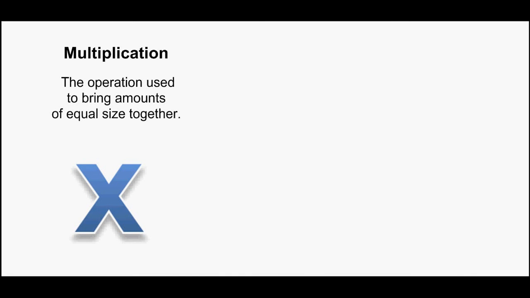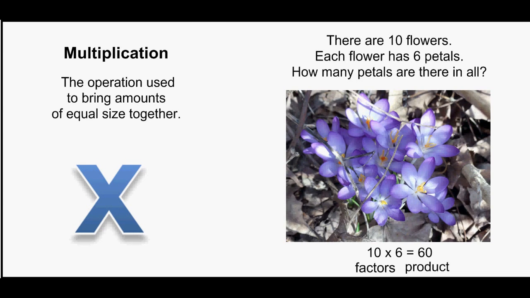Multiplication is the operation that brings amounts of equal size together. For example, there are 10 flowers, each with 6 petals. 10 times 6 equals 60. The 10 and 6 are factors. The answer, 60, is called the product.